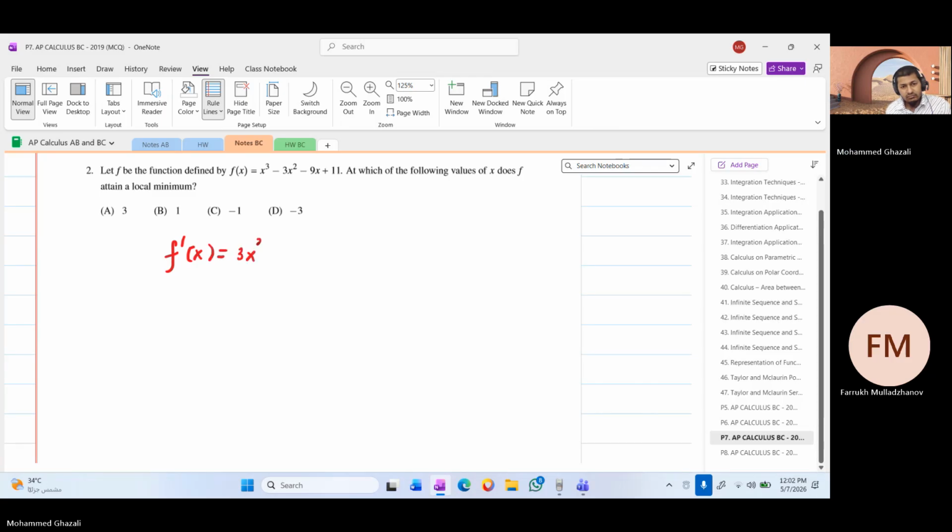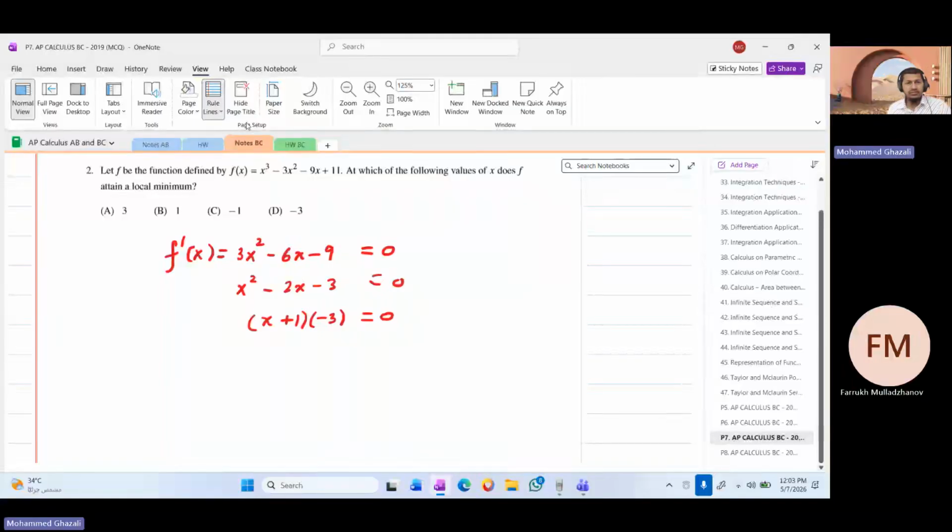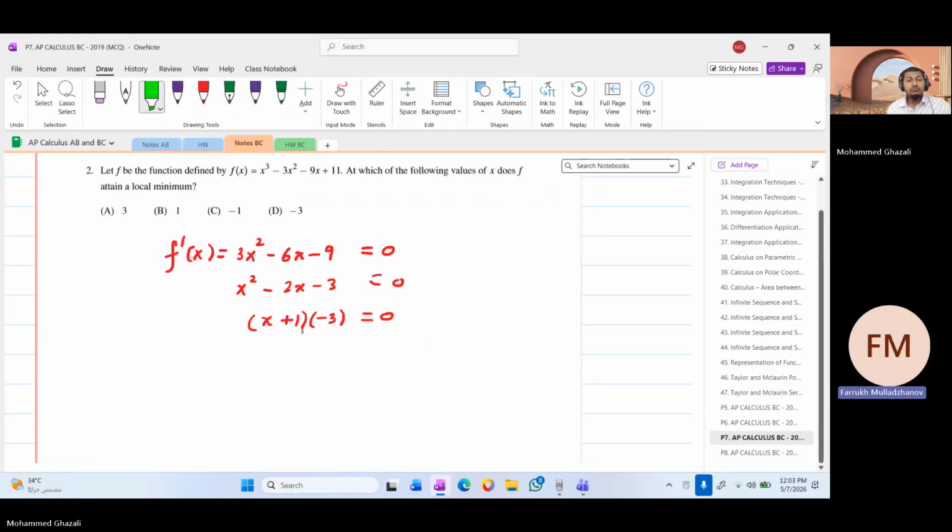3x squared, minus 6x, minus 9. Divide everything by 3. So you'll get x squared minus 2x minus 3. So we have positive 1 and negative 3. But if you're looking for a critical value, we want to find the maximum. x minus 3, sorry, my bad.